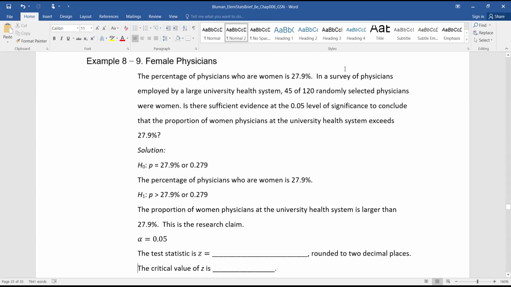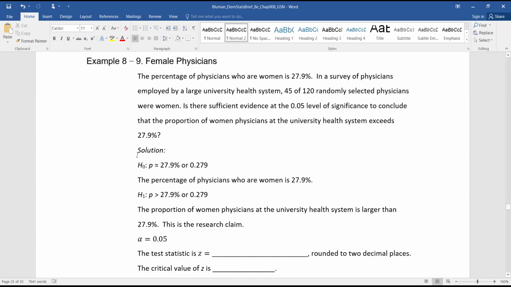Example 9, we're going to look at female physicians. The percentage of physicians who are women is 27.9%. In a survey of physicians employed by a large university health system, 45 of 120 randomly selected physicians were women. Is there sufficient evidence at the 0.05 level of significance to conclude that the proportion of women physicians at the university health system exceeds 27.9%?